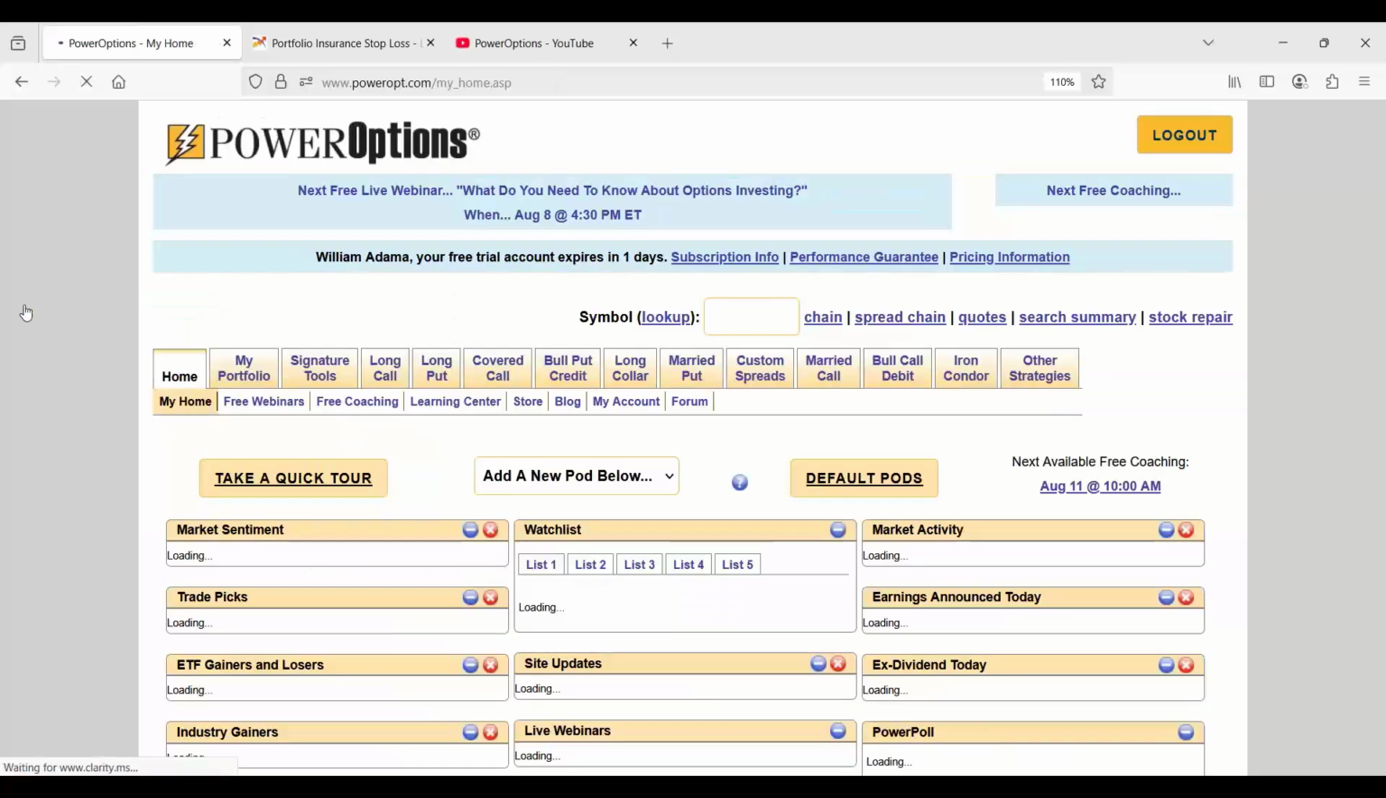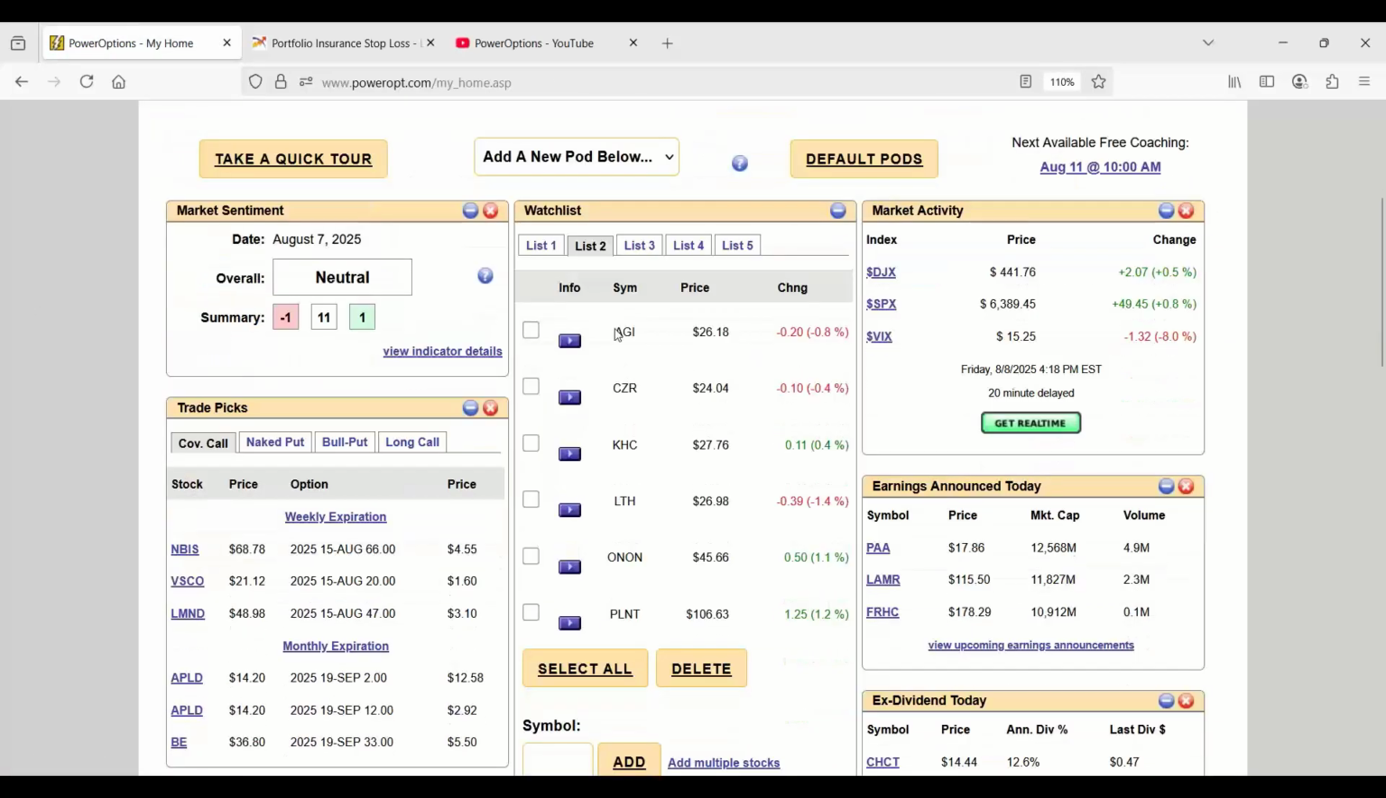But going back to the main homepage, what are some of the other pods? Well, my watch list here, these are all the positions I have in the radioactive trading portfolio. We might take a look at that a little bit later. Some interesting things to look at.